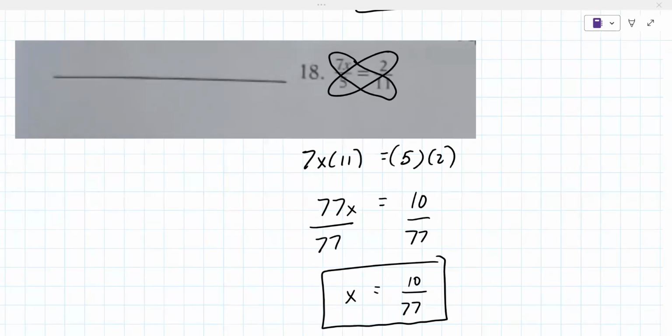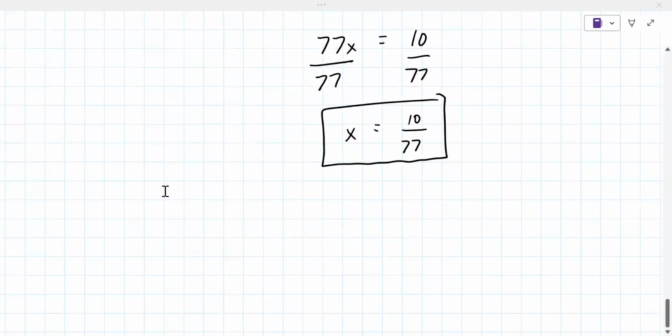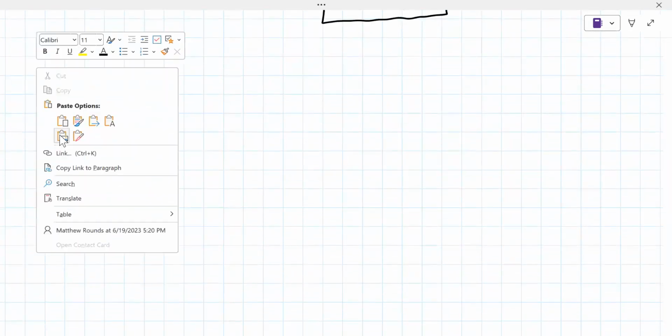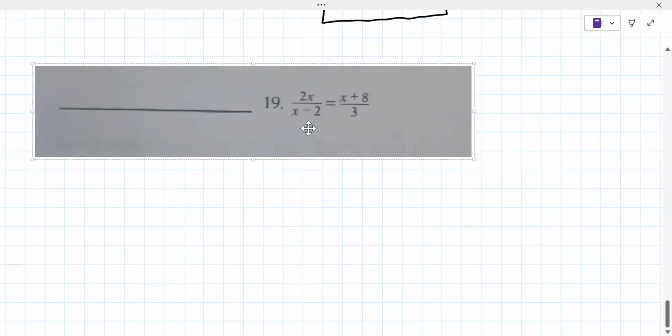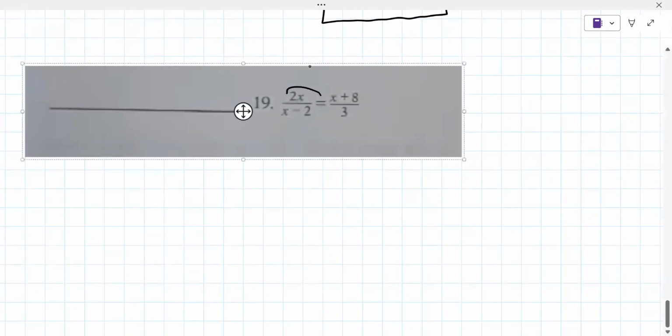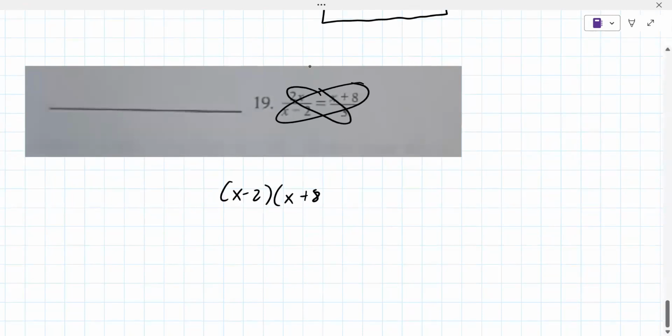They're not going to go this fast, but the first one isn't too bad. All right, so 19 here, you're doing the same thing. You're going to diagonally multiply. So you're going to take x minus 2 times x plus 8 equals 2x times 3. On the left here, you FOIL and you get x squared plus 6x minus 16 equals 6x here.